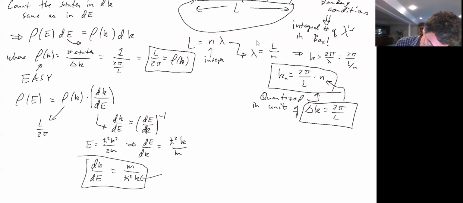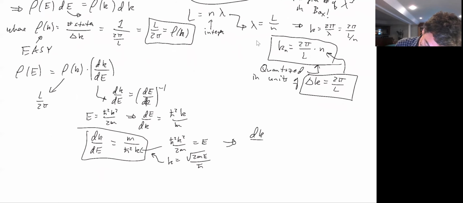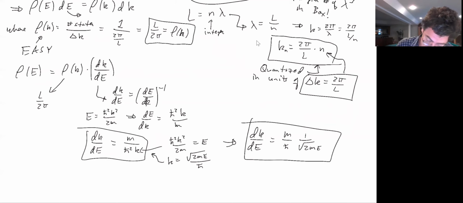So k we can get because we know that if h bar squared k squared over 2m is E, then I just invert that, and k is equal to the square root of 2mE over h bar. And I just plug it in. And so that tells us that dk/dE is then, do I have it written down here? Oh yeah, there it is. Then dk/dE is m over h bar times 1 over the square root of 2mE. Not hard. It's little derivative games.